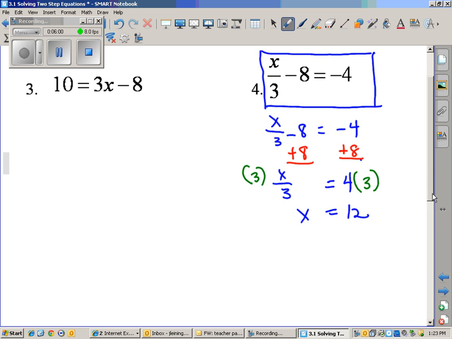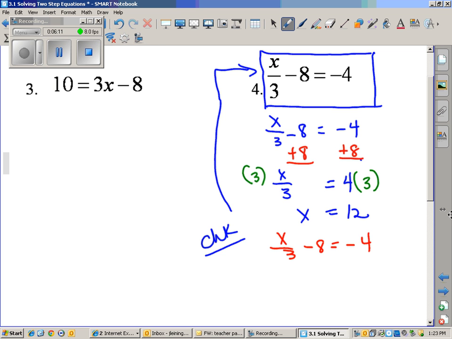Now we're going to do our check step. Go back to the original equation inside the box. X over 3 minus 8 equals negative 4. I'm going to plug in for x. I'm going to plug in 12. 12 divided by 3 is 4. Is 4 minus 8 negative 4? Hallelujah. We got it. So that was number 4.